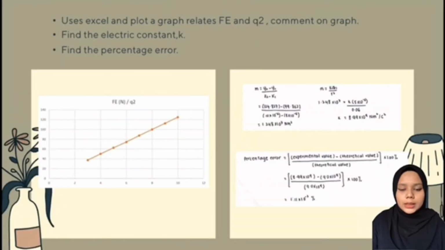Next, we plot a graph relating Fe to Q2. The graph shows that Fe is directly proportional to Q2. And then we calculate the value of the electric constant K by finding the value of M using the slope formula, and then we substitute into M equal to K Q1 over r squared. So the value of K we got is 8.99 × 10^9 N m² per C². Then the value of the percentage error we got is 1.11 × 10^-3 %.